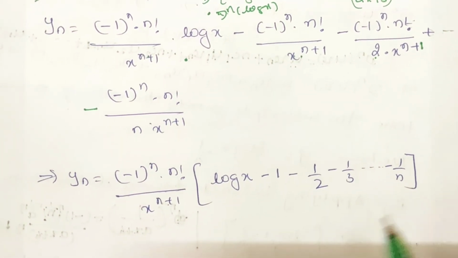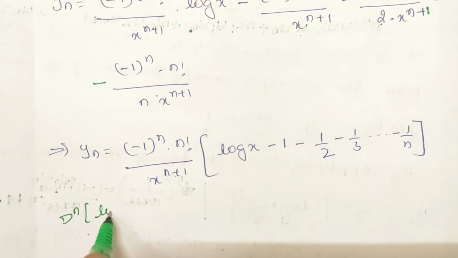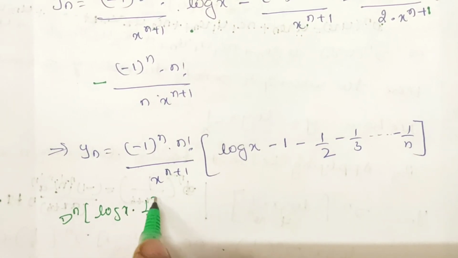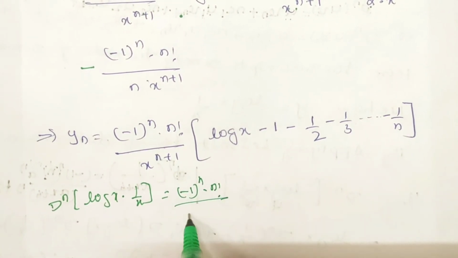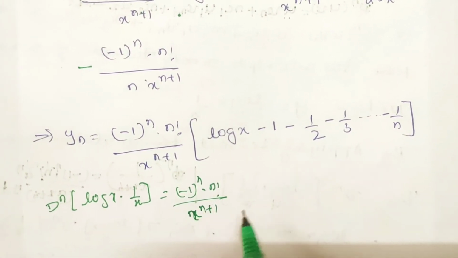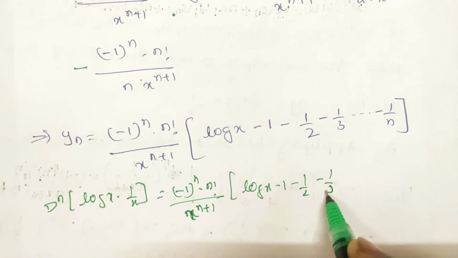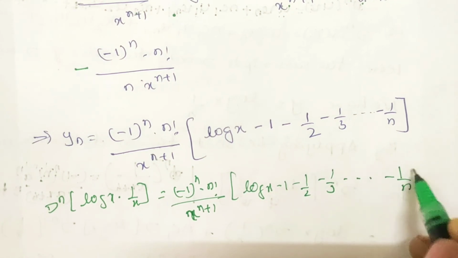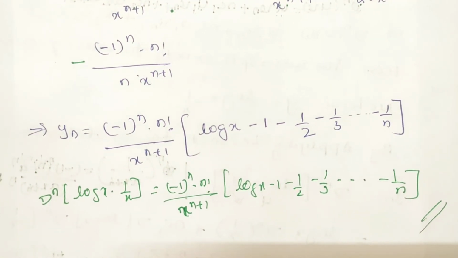So this is the nth derivative of log x into 1 by x, which is equal to minus 1 raised to n into n factorial divided by x to the power of n plus 1 into log x minus 1 by 2 minus 1 by 3, etc. up to minus 1 by n. So this is the required result of the nth derivative of log x into 1 by x.